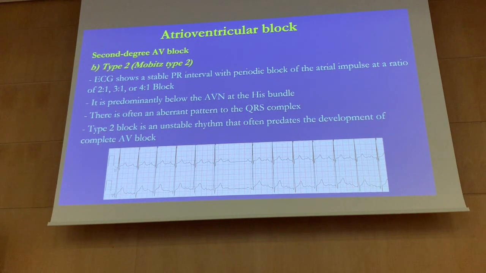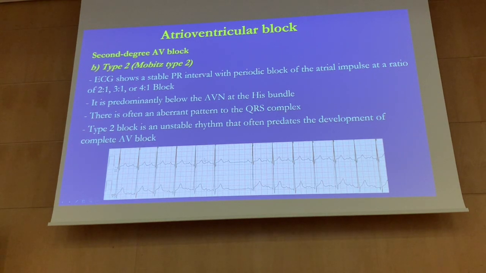If we are following this ECG, we will find a P wave, then there is a QRS, a P wave, then there is a QRS. They look good, mashallah, nothing wrong with them. P wave, then there is a QRS. But here, there is no QRS. What's wrong with this ECG?